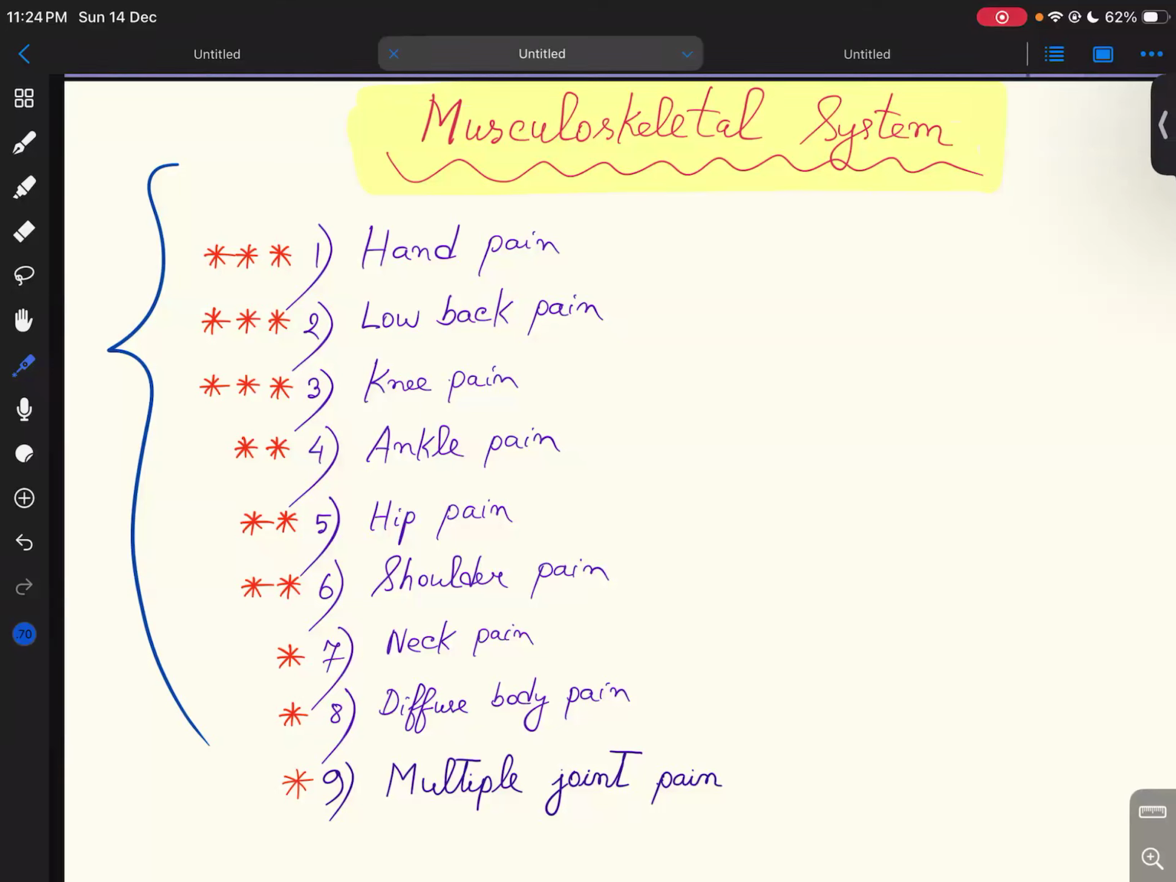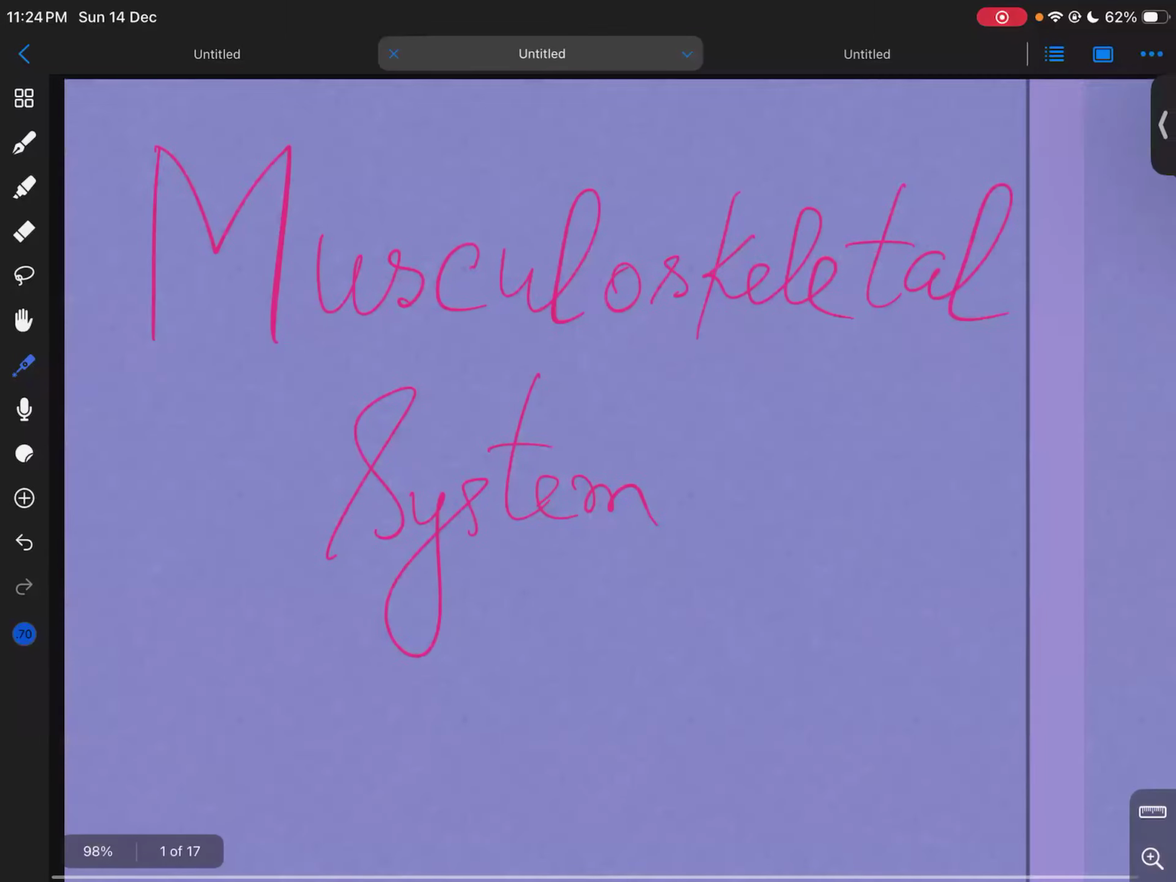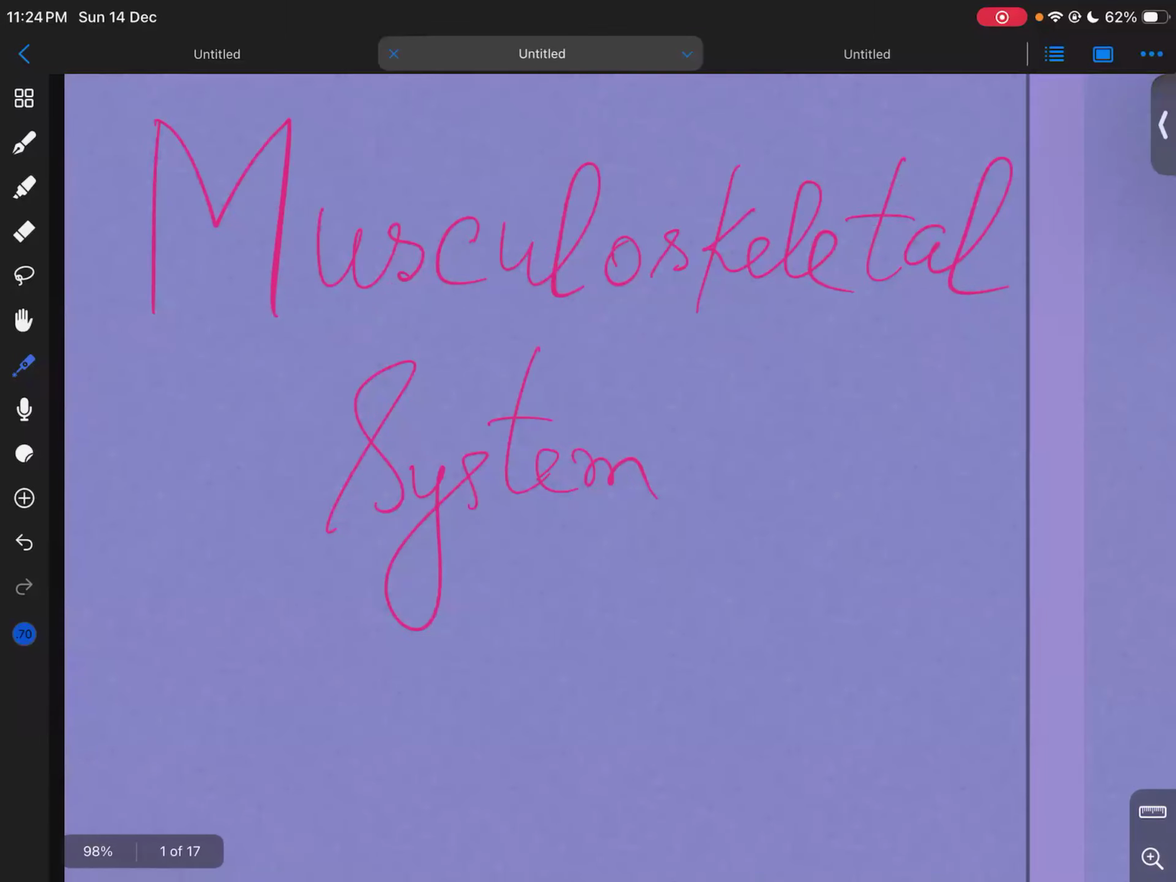So once again, I'm back. So right now, I'm going to discuss the prompts from the musculoskeletal system.